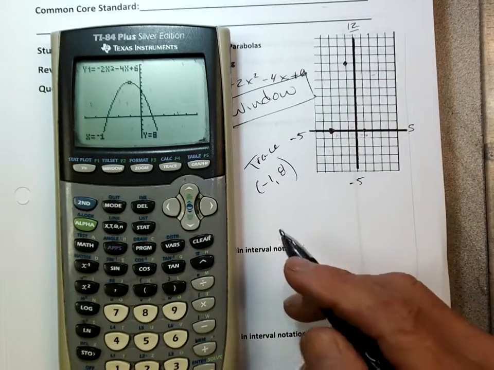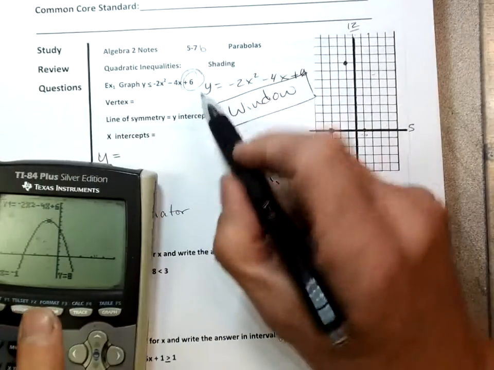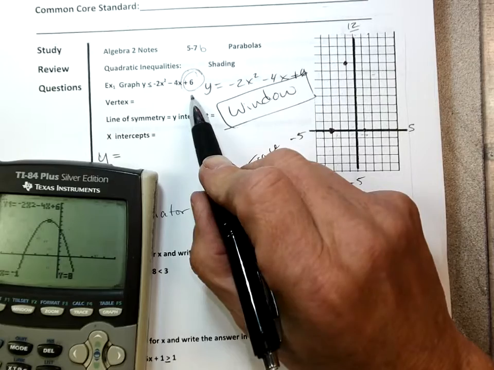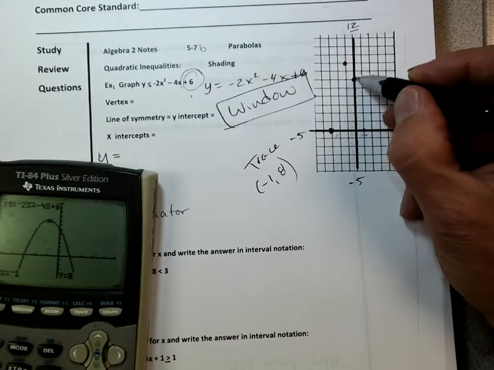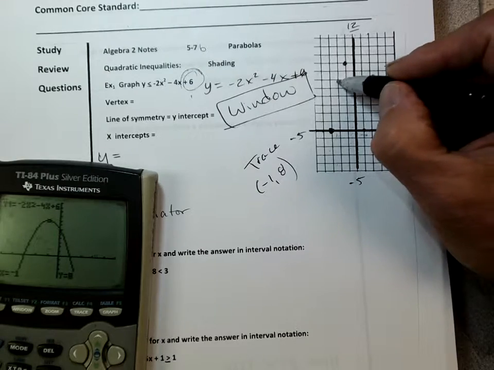Okay? I already know the y-intercept is 6. I know that. I don't need the calculator to tell me. I know the y-intercept is 6, so I can go up 1, 2, 3, 4, 5, 6. I got another point here. Okay, how am I doing?